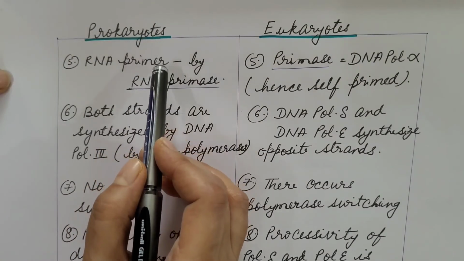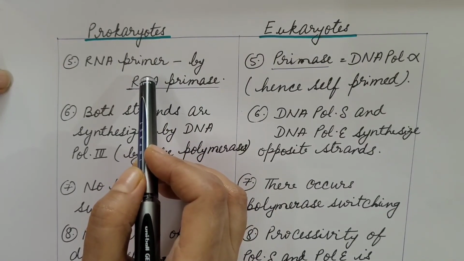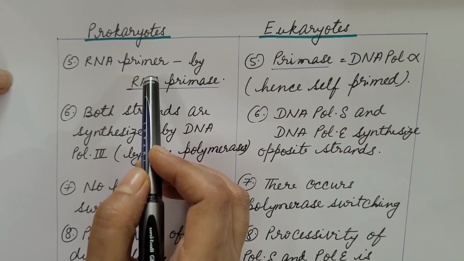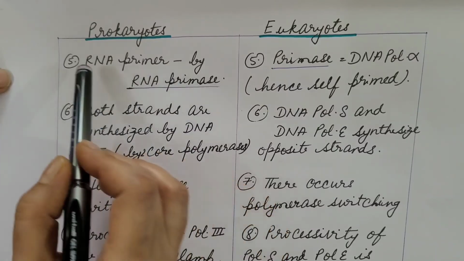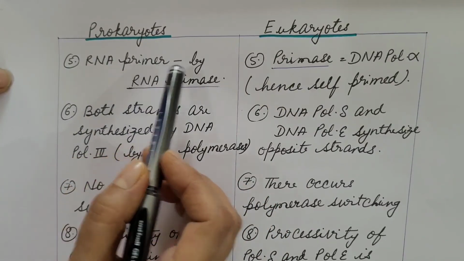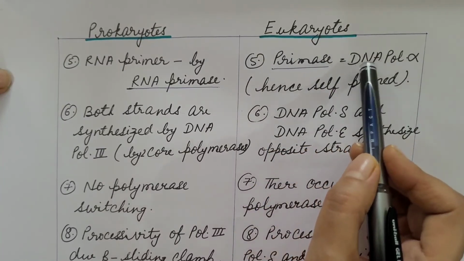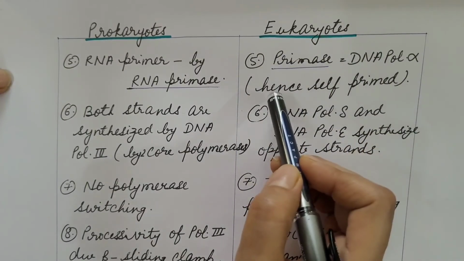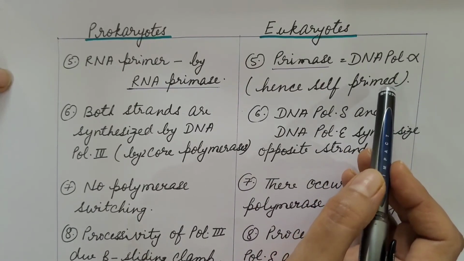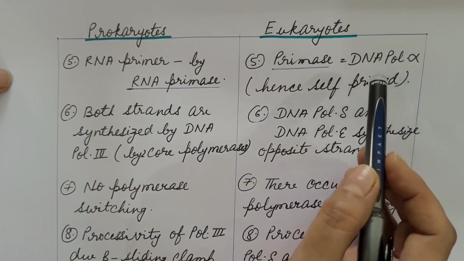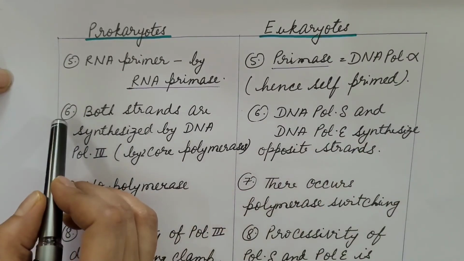DNA polymerases require primer for the synthesis of the new strand of DNA. In case of prokaryotes, RNA primase synthesizes the RNA primer. In case of the eukaryotes, primase activity is present in DNA polymerase alpha. Hence, it is self-primed. It synthesizes the primer and then a small stretch of the DNA, and then it is replaced by the major replicative enzyme.